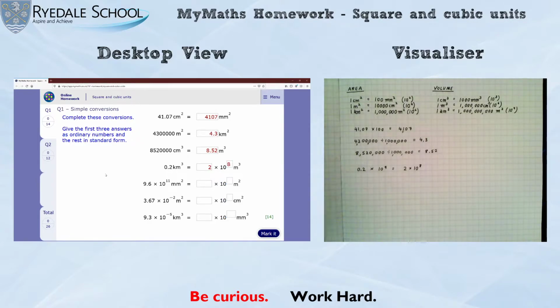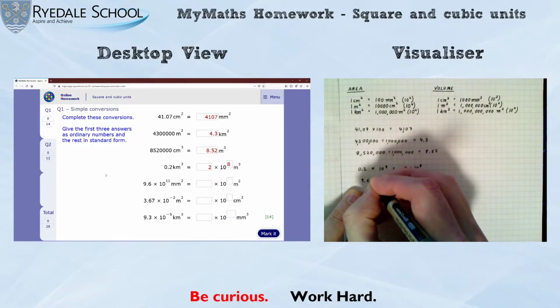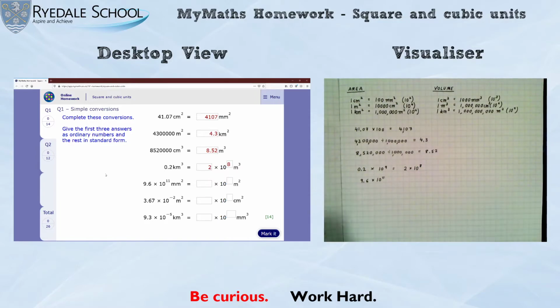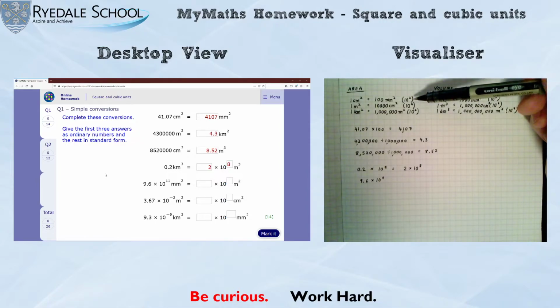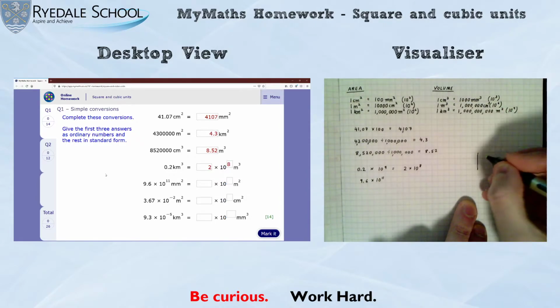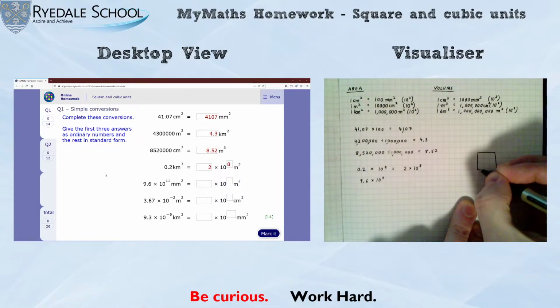So, next one, it says 9.6 times 10 to the 11. And this is millimetres squared. So again, I'm going to be looking up here in a moment. And I'm turning it into metres squared. Okay, well, this one I haven't quite thought through yet, because you'll see that I haven't got a conversion result for millimetres squared to metres squared. So I'm just going to do a quick explanation at the side, just to help me get this right.